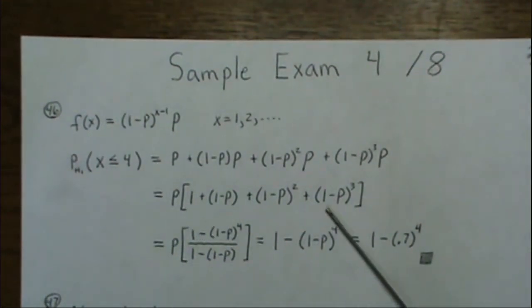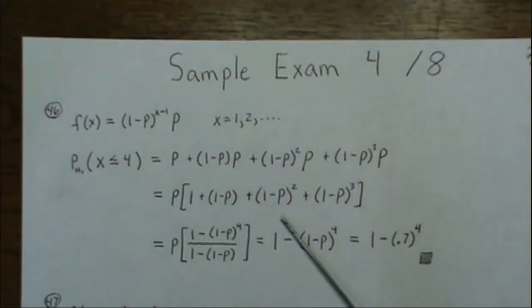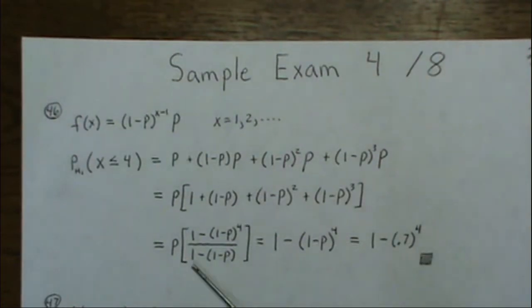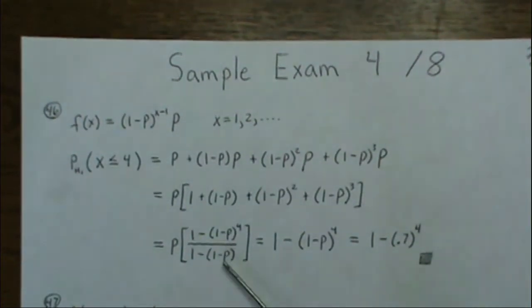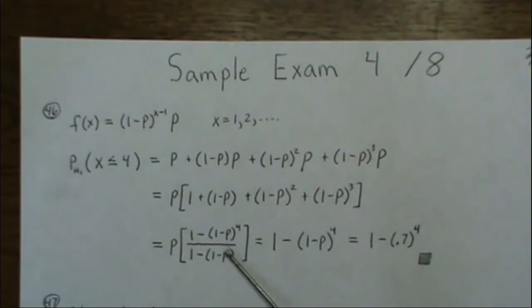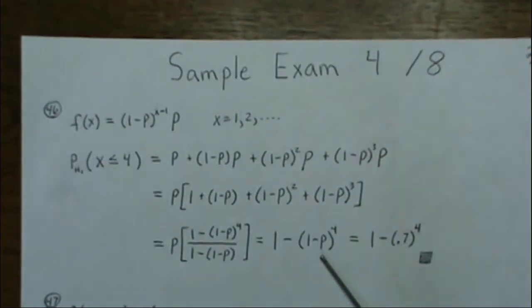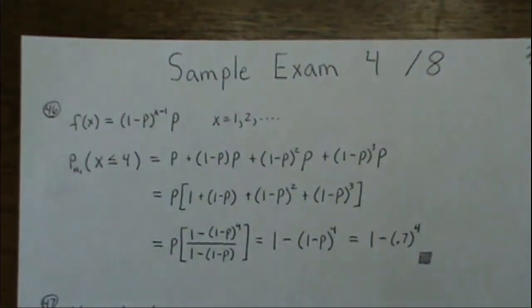So I factored out a p, and then this little expression here is a geometric series, which can be expressed like this. And then 1 minus p ends up just being p. So that p and this p cancel, leaving the top. And then under the alternative hypothesis, p is 0.3, so this is 0.7, and it equals 1 minus 0.7 to the 4th.